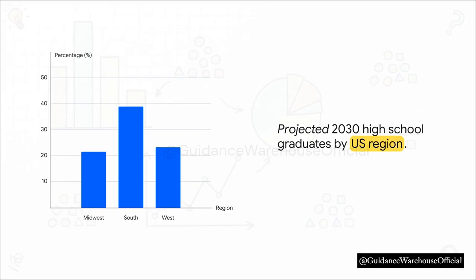Let's cement this with one more quick example. Here we have projected 2030 high school graduates by U.S. geographic region: Northeast, Midwest, South, West. These are qualitative data points, words, locations, not numbers. So they go on the x-axis, distinctly separated by space, to show their separate groups. The quantitative data, the percentages, soar up the y-axis, making it blindingly obvious that the South is projected to have the massive lion's share of graduates at 39%.